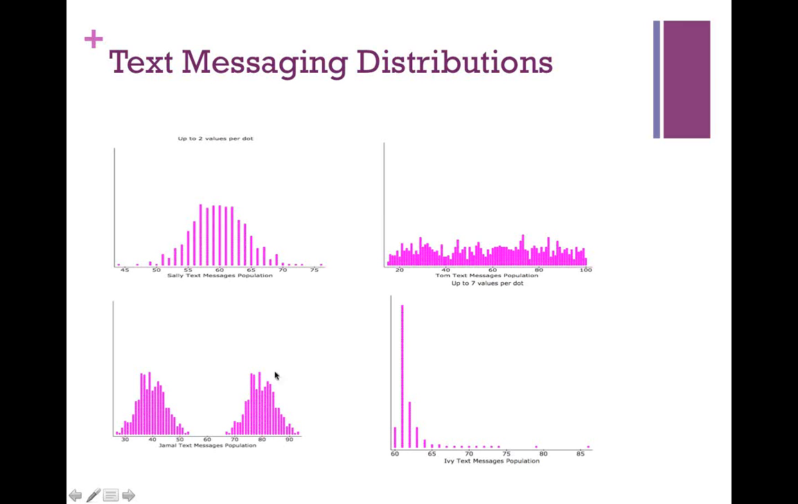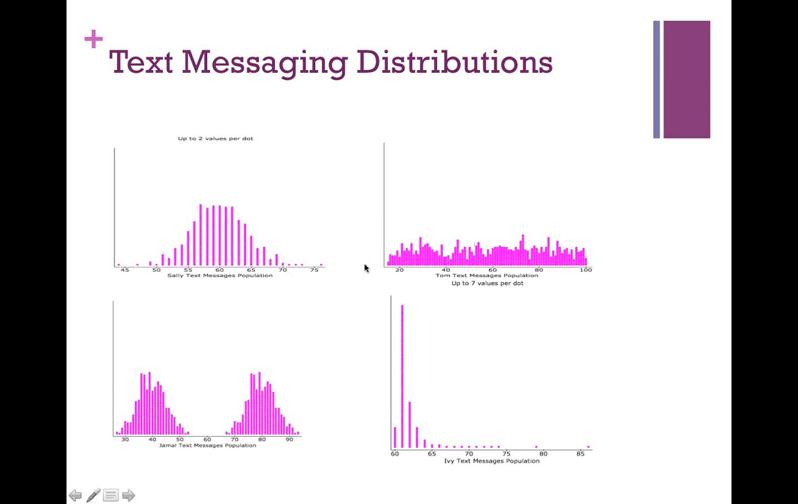So these are the 4 text messaging distributions. We give them a wide variety: something that's approximately normal, something that's all over the place, something bimodal, and something skewed. The teachers don't get this picture, they just get a spreadsheet, and they have to get to this point of finding this.